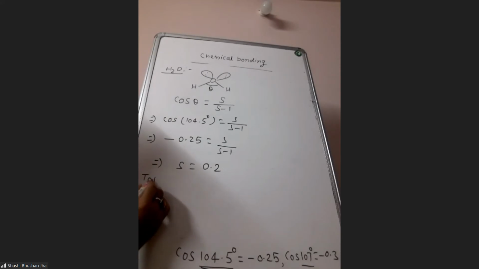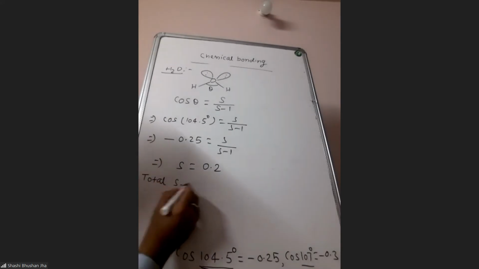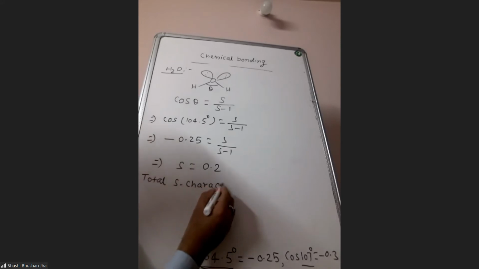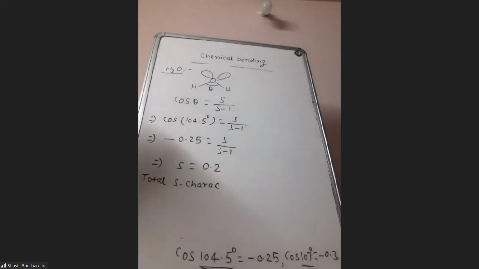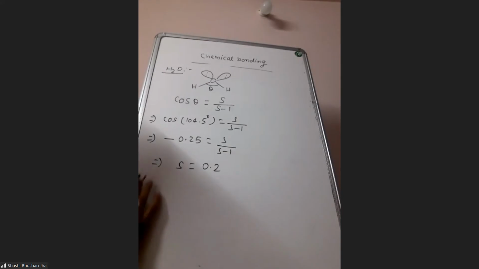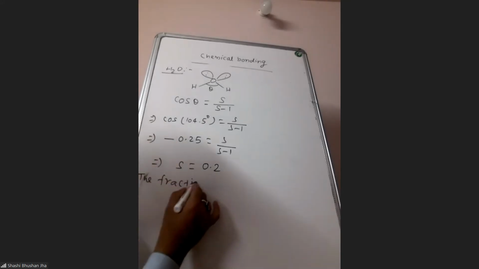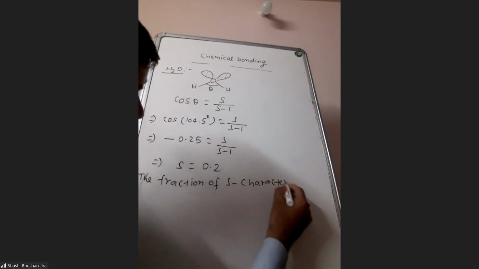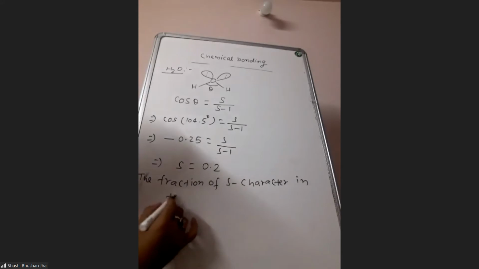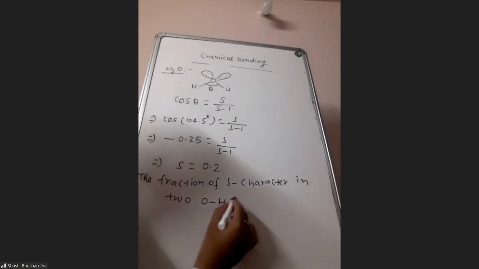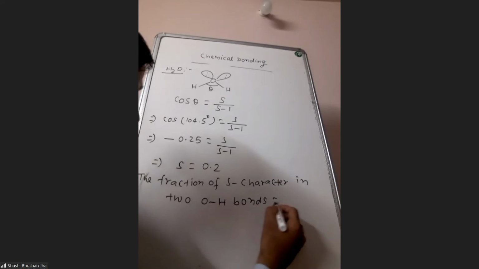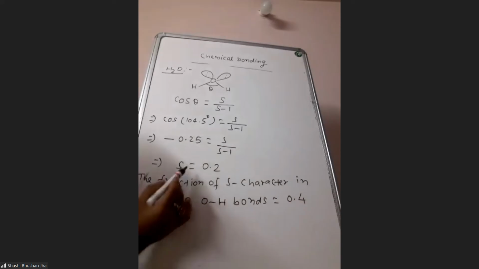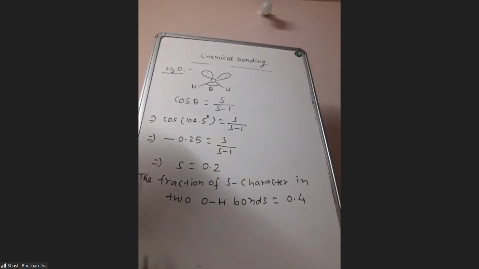So total S character, or you can write this way, the fraction of S character in two oxygen hydrogen bonds will be 0.4. In each bond it is 0.2, so in two bonds it will be 0.4.